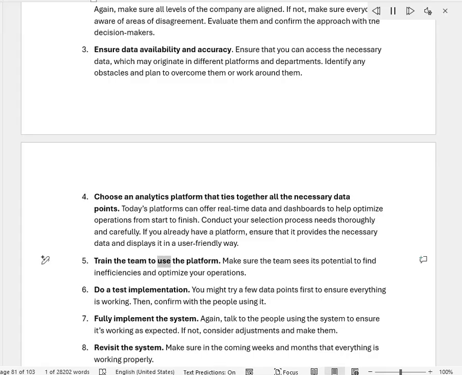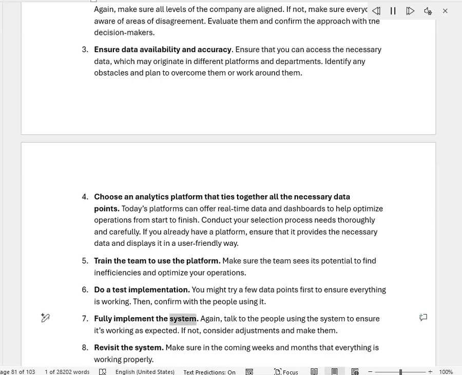Train the team to use the platform. Make sure the team sees its potential to find inefficiencies and optimize your operations. Do a test implementation. You might try a few data points first to ensure everything is working. Then, confirm with the people using it.